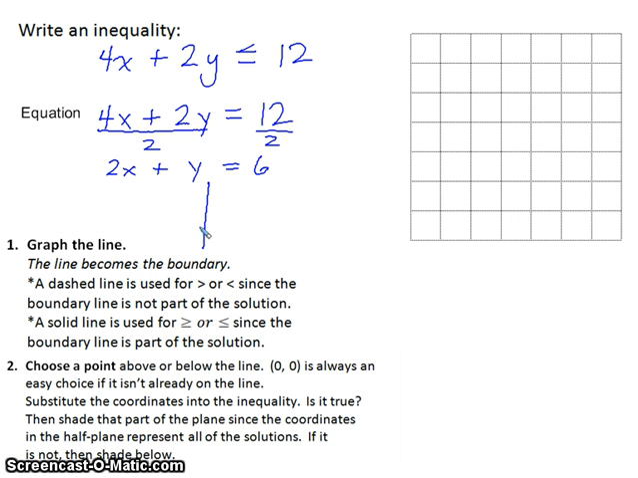So let's go ahead and look at the x-intercept and the y-intercept. If we let y equal 0, we can find where the graph is going to intersect the x-axis, and that would be (3, 0), because 2 times 3 plus 0 is equal to 6. And to find the y-intercept, I'm going to let x equal 0 and y will be 6.